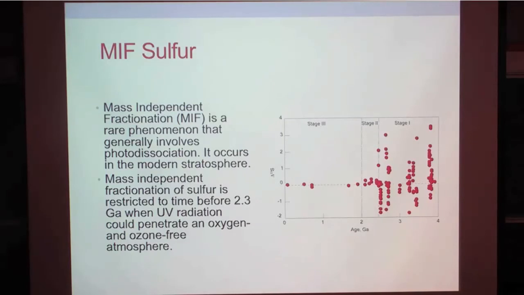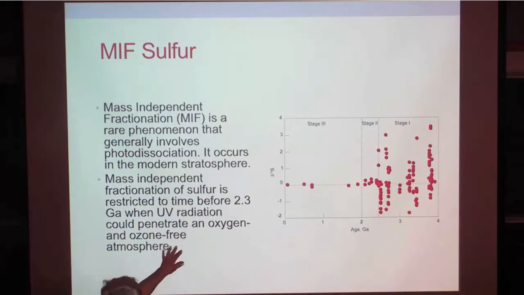And there's some theoretical reason to understand why this would happen. I don't have time to go into it, but it can happen under photodissociation. And if you look at these sulfides and sulfates from the Archean, we see this mass-independent fractionation. This uppercase delta is a measure of the degree to which fractionation is independent of mass. And the argument is, okay, before the Great Oxidation Event at 2.3 billion years ago, UV radiation could penetrate all the way through the atmosphere, dissociate sulfur dioxide, and produce these mass-independent fractionations.